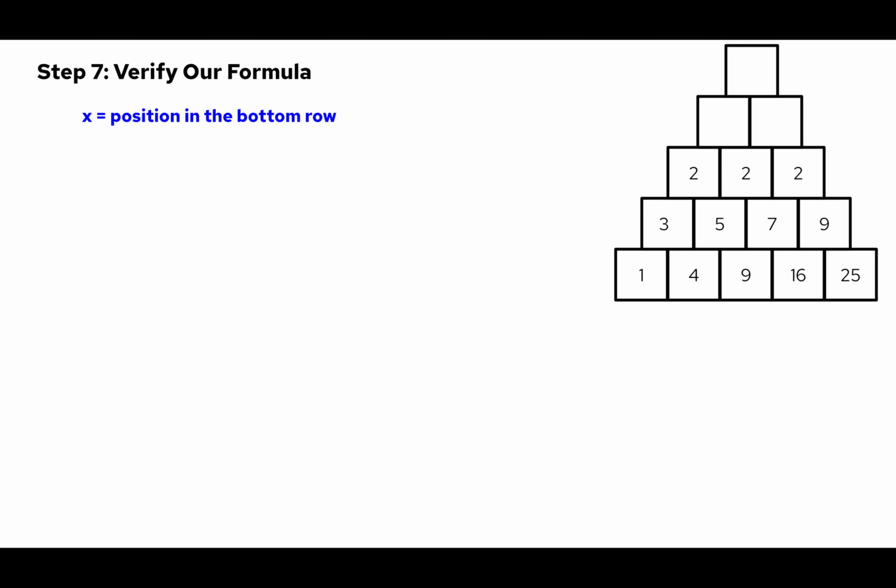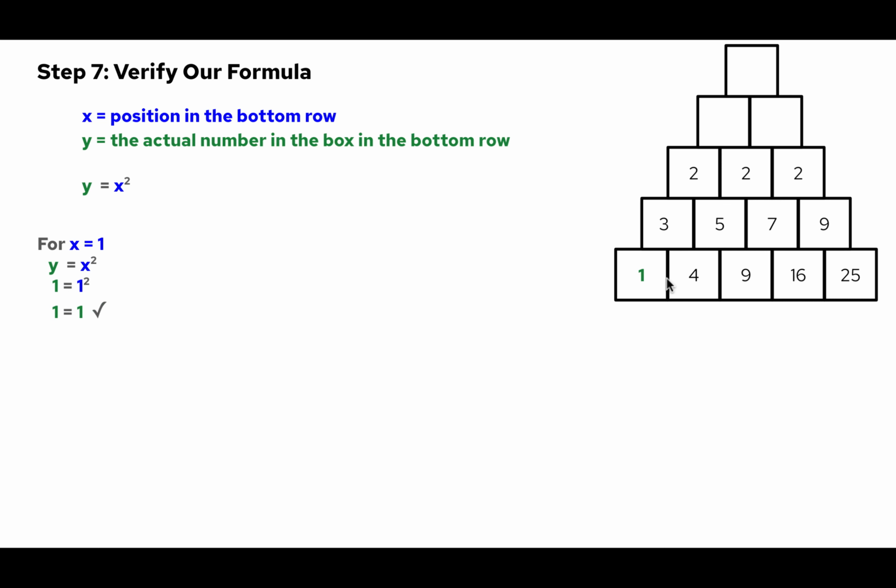So let's verify it. Again, x is the position in the bottom row, and y is the actual number in the box in the bottom row. So y equals x squared. For the first one, we would replace the x with 1, and 1 squared equals 1. Sure enough, it does. There it is. Let's try the second one.